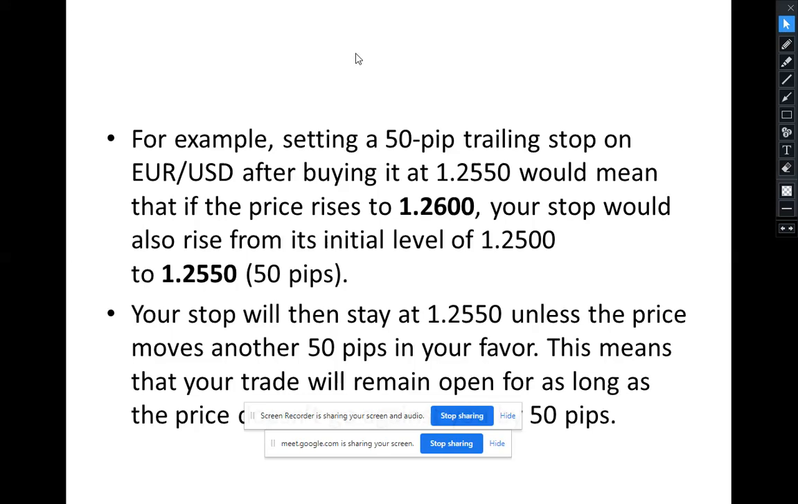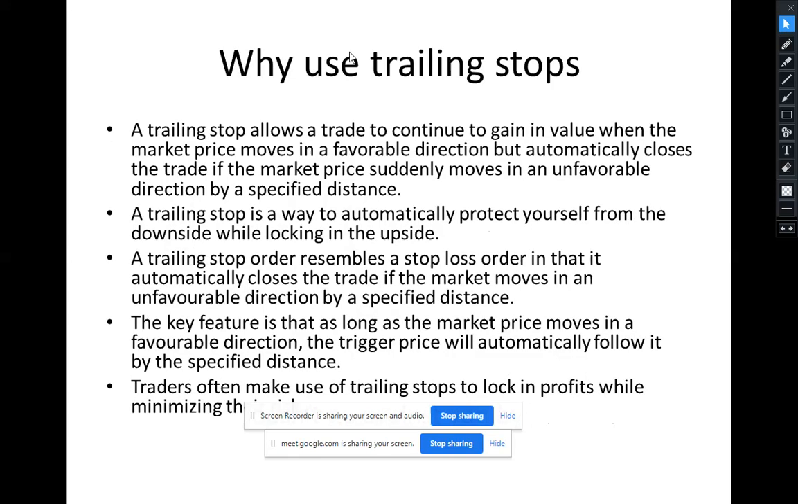Okay, for example, I've never taken any trade that used a trailing stop loss. Maybe next week I'm going to share a setup where we're going to use a trailing stop loss. So a trailing stop is a way to automatically protect yourself from the downside while locking in the upside.